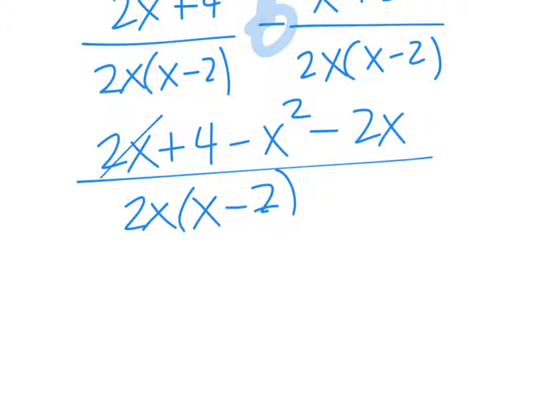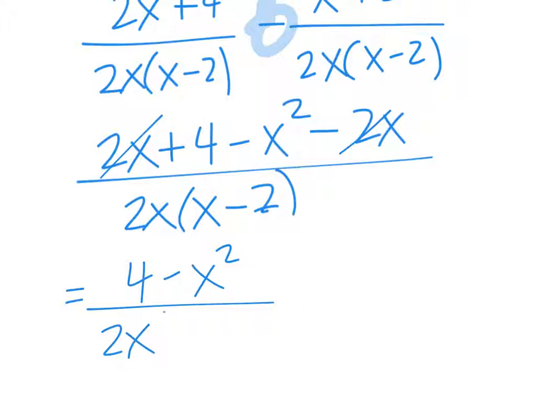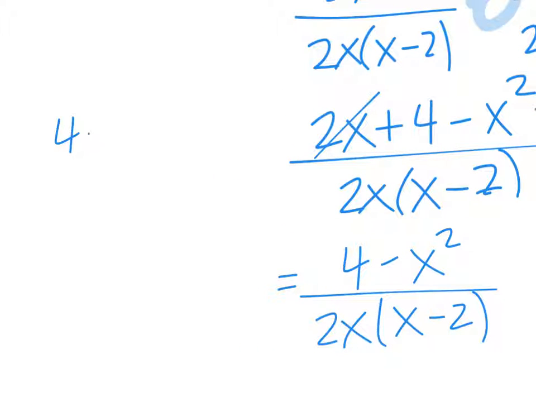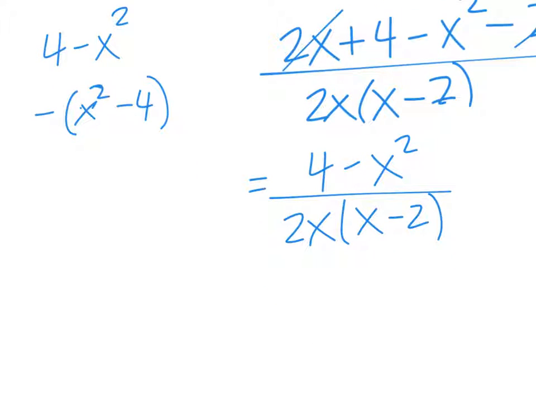All right, as you can see, the two 2x terms are going to cancel. We have 4 minus x squared over 2x times x minus 2. All right, what can we do to simplify this? Factor. How do we factor? Take the x squared on the left side and take out the negative. Yes, okay, like what we talked about yesterday. So 4 minus x squared, we can switch this to become negative times x squared minus 4. Okay, so this is negative, x squared minus 4.